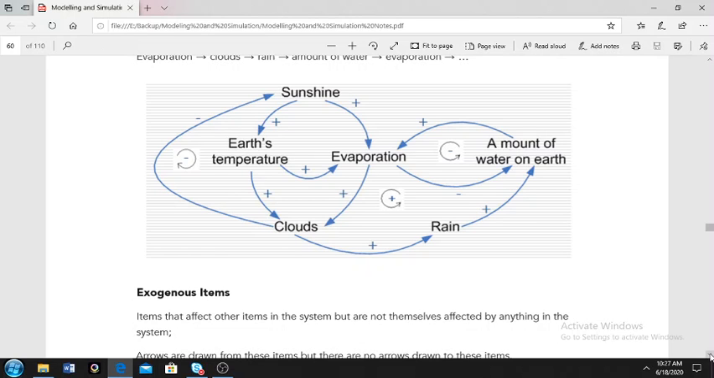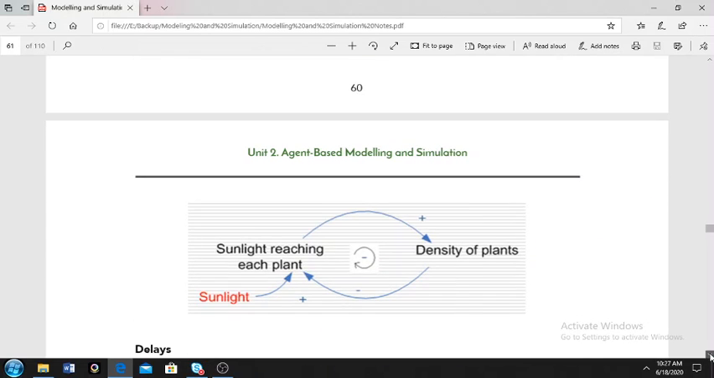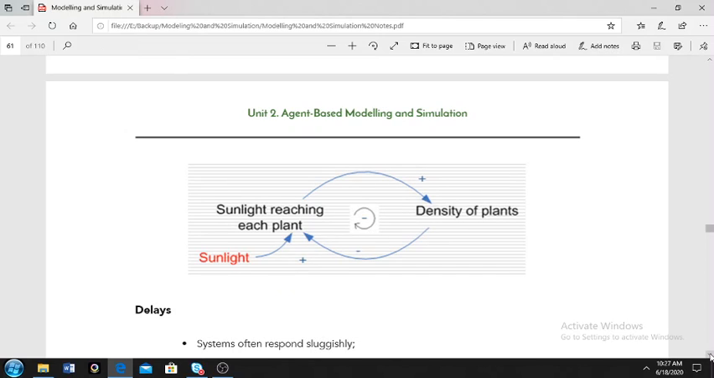So guys, this is how it works, and these are assumptions. There's no truth in that. You, the designer, assume. And remember, hypothesis and assumption are different. We have another example here. The more we have sunlight, the more sunlight reaches each plant, the more density of plants we have, the less sunlight reaches each plant.